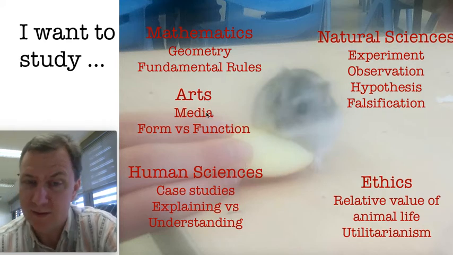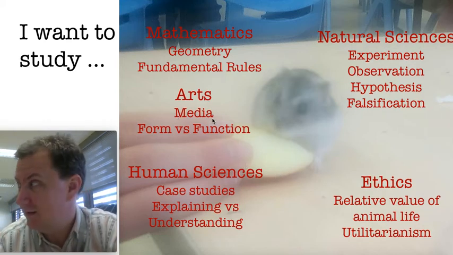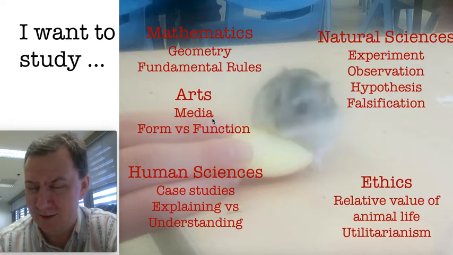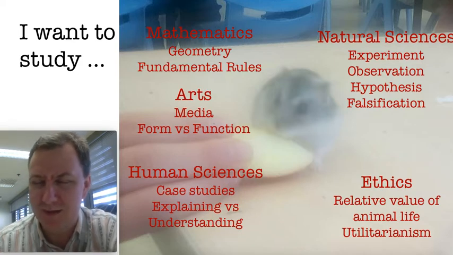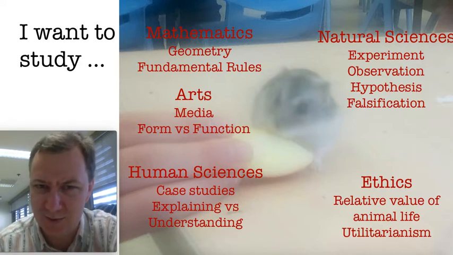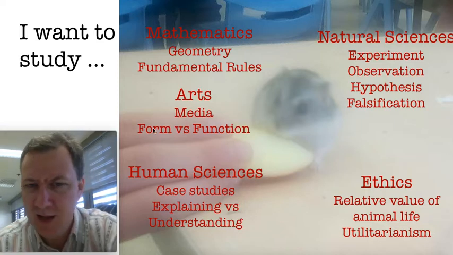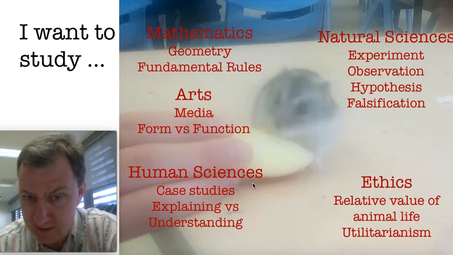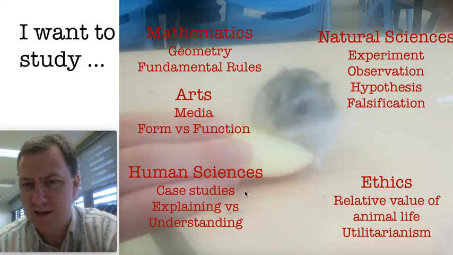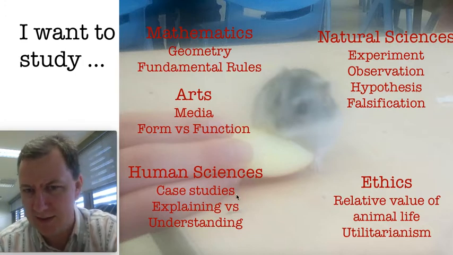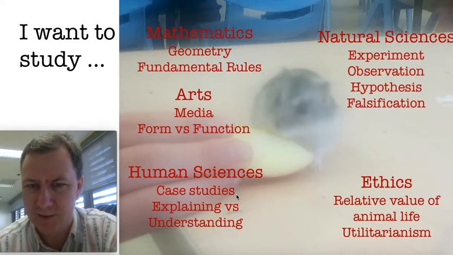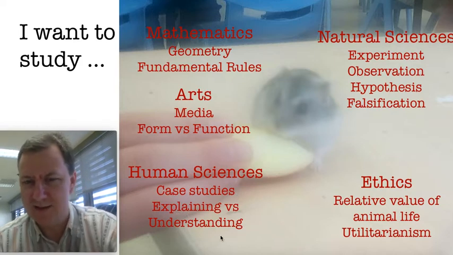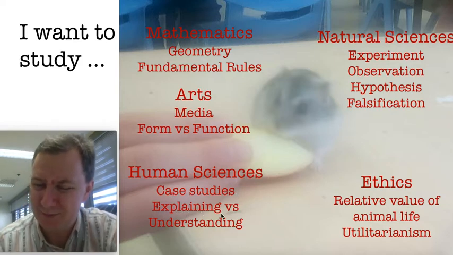In the arts, you can talk about the media, as in not the news media, but as in what mediums do you use to create a cage? What articles, what forms? Form versus function, big idea in the arts. Human sciences, again, we're looking at case studies, okay, because we can't really do experiments. We're going to talk about what people actually feel. And really, we can understand how people feel, can't really explain how people feel.